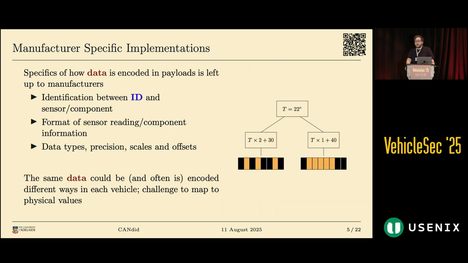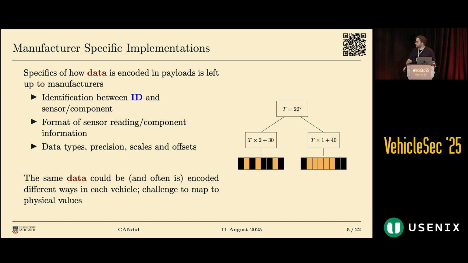But that's, of course, where the specification ends. From there on, it's really up to a manufacturer, the OEM, on how they want to implement the protocol. And so the identification between a given ID and what physical domain it's representing, the sensor it's related to, is entirely OEM dependent. The format of how they've chosen to represent that data is up to them. Of course, data types, precision, scale, offset, all these sorts of information are entirely up to the manufacturer.